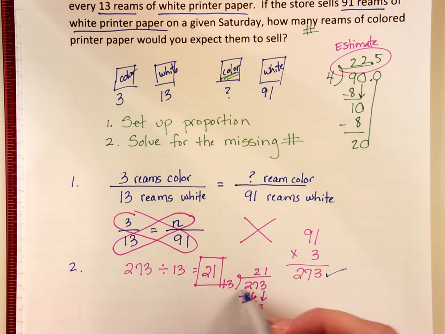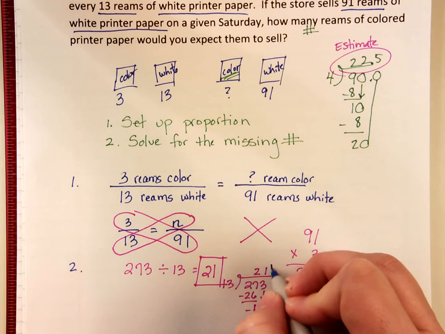All right, now 273 divided by 13. 13 goes into 27 2 times. 2 times 3 is 6. 2 times 1 is 2. And then you subtract. 7 minus 6 is 1. Bring your 3 down. You have a 13. 13 goes into 13 1 time. You subtract and you're left with 0. Double check. Good.